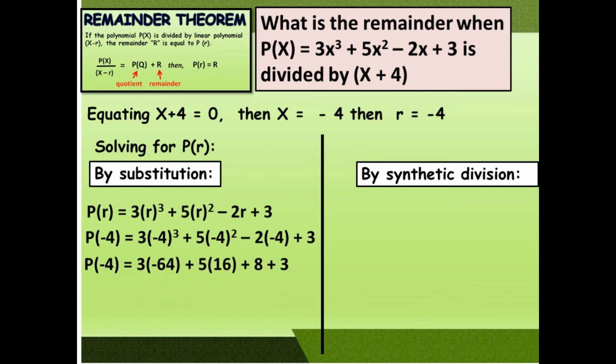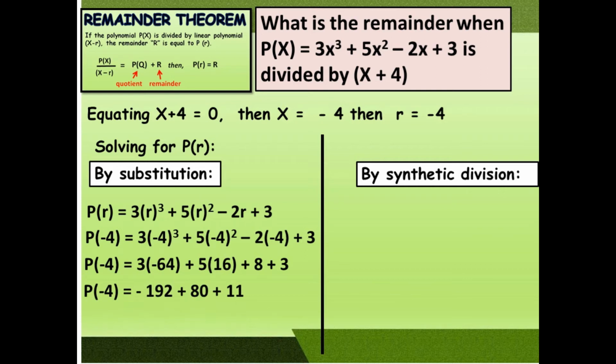Okay, so let's simplify. So p of negative 4 now is equals to 3 times negative 64, because negative 4 to the 3 is, negative 4 times negative 4 is positive 16 times negative 4 is negative 64, plus 5 times 16 because negative 4 times negative 4 is 16. And negative 2 times negative 4 is positive 8. Then we just copy plus 3.